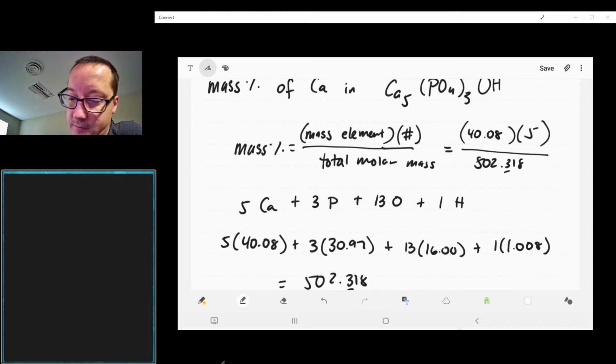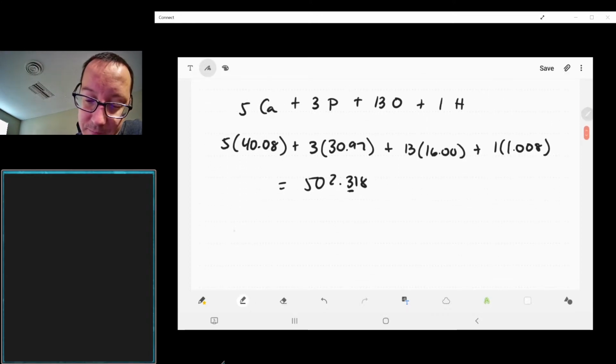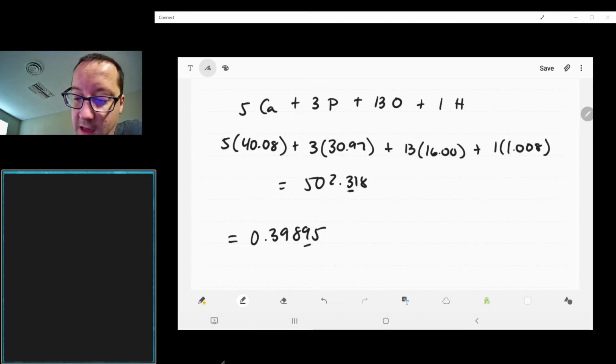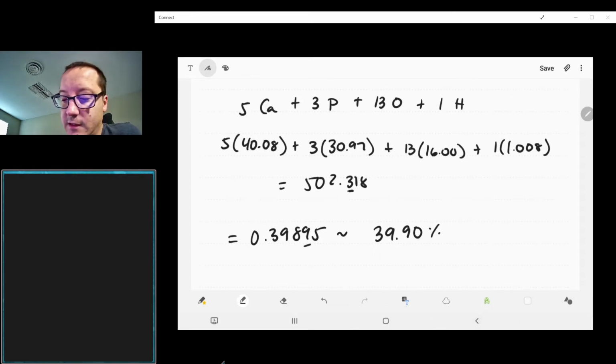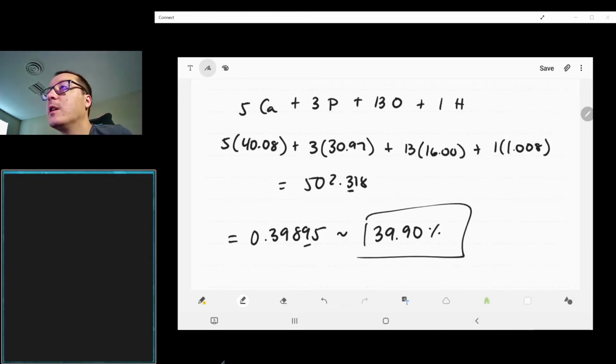And our answer for this problem is 0.39895. If we put that into a percent form with proper sig figs, we get 39.90%. And that would be our answer there. The sig figs will just depend on what atomic masses you're using based on the periodic table you're using. I typically just use 4 sig figs per element, but it's up to you, whatever your periodic table gives you.